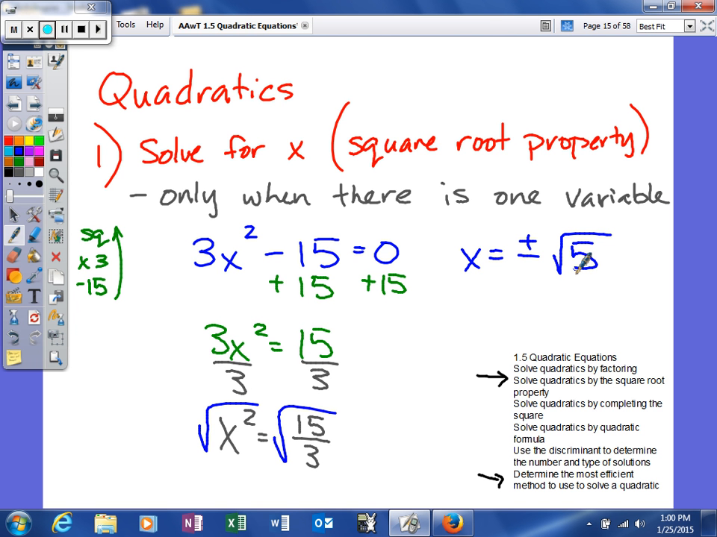So, important things to remember. You can solve for x when there's only one variable. Also, you need to know that whenever you are solving for x and you take the square root, your answer is always going to be plus or minus.